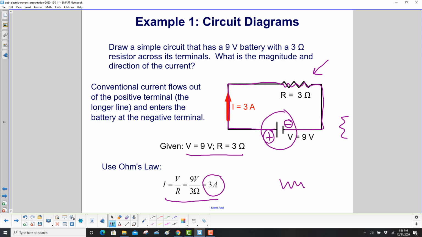Now, the current flows out of the positive terminal. We're dealing with conventional current, which is the flow of positive charges. So that's going to come out here, go up here, and you can see we've got the little red line drawn there, through the resistor and back to the negative terminal. So conventional current leaves the positive side of the battery, comes back to the negative side.